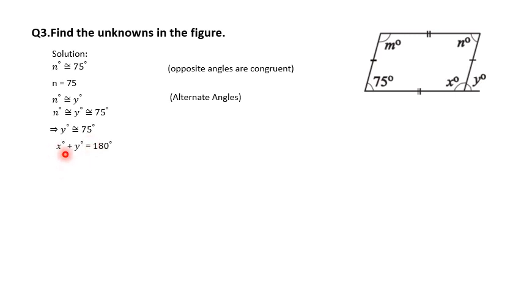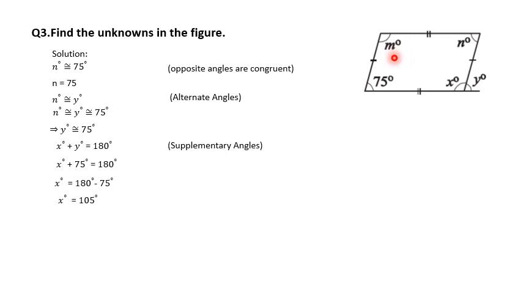Now student, x0 plus y0 is equal to 180 degree. Look at these two angles, x0 and y0. The sum is equal to 180 degree because these are the supplementary angles. Now students, put the value of y0. Y0 was 75 degree, so it is added here, and going to the other side it becomes 180 degree minus 75 degree, which gives 105 degree. Now students, the values of n0, x0 and y0 have come.